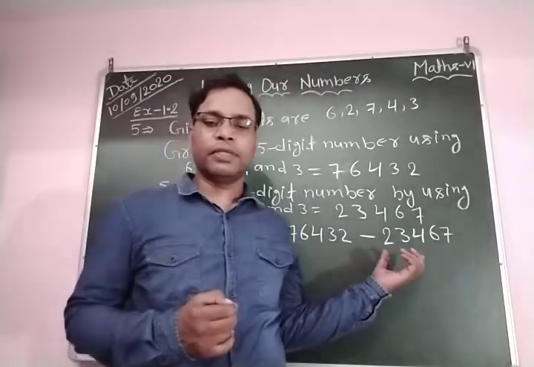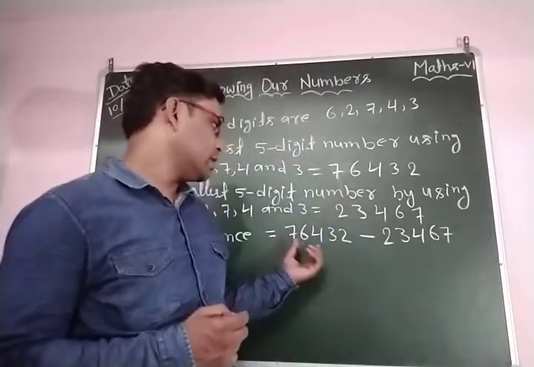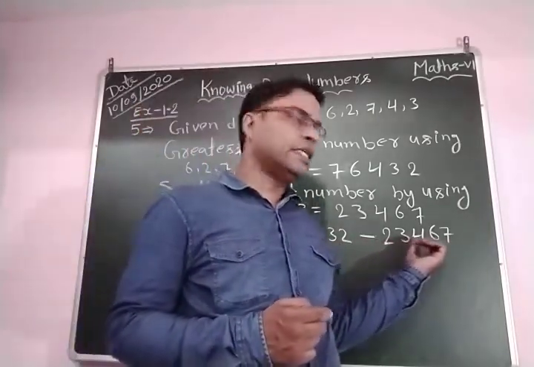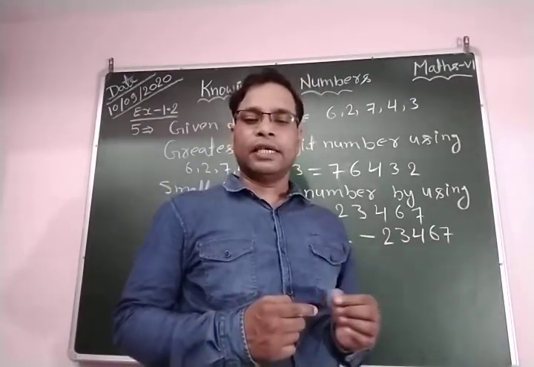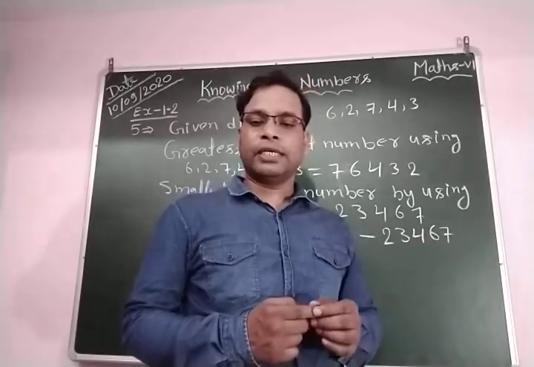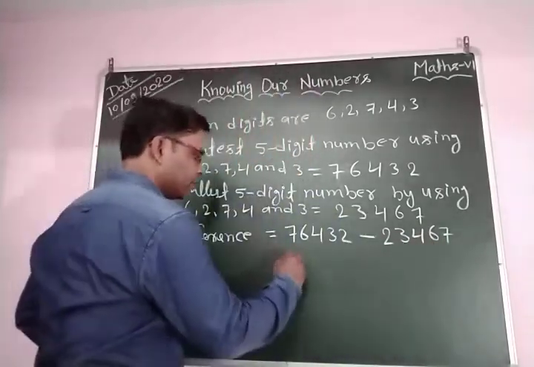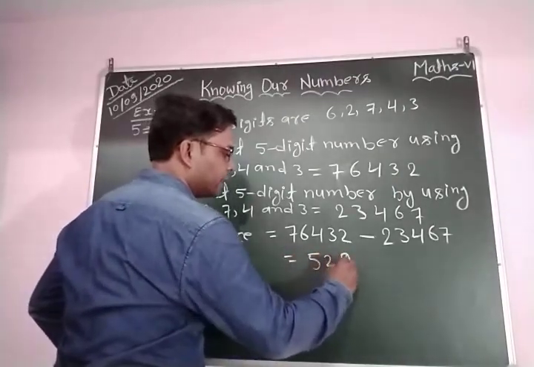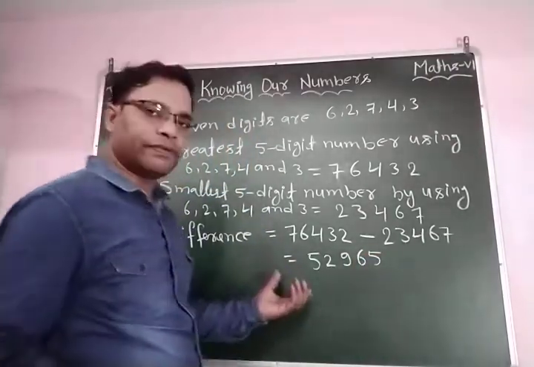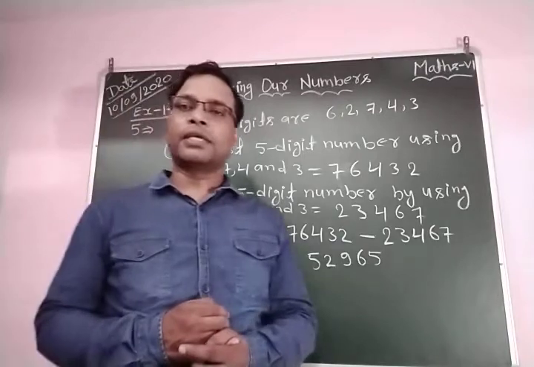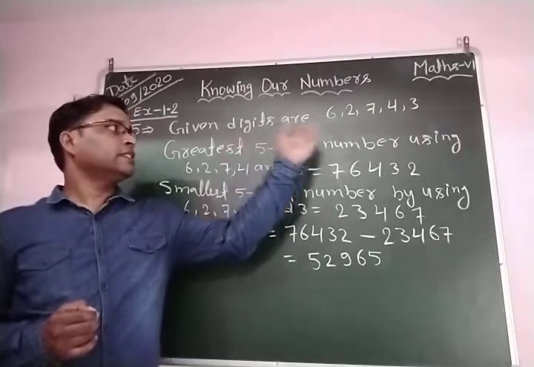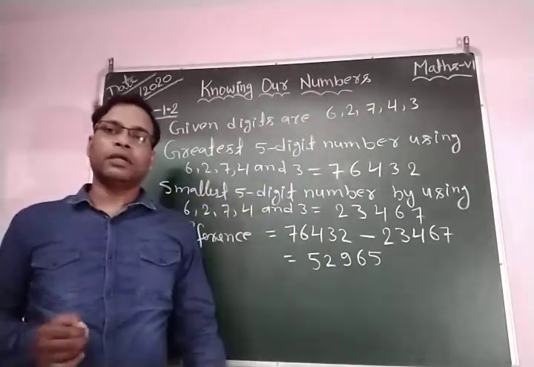So what is the difference between them? It becomes 76,432 minus 23,467. So we find the difference 52,965. This is the difference between the greatest 5-digit number and the smallest 5-digit number using the given digits 6, 2, 7, 4, 3.